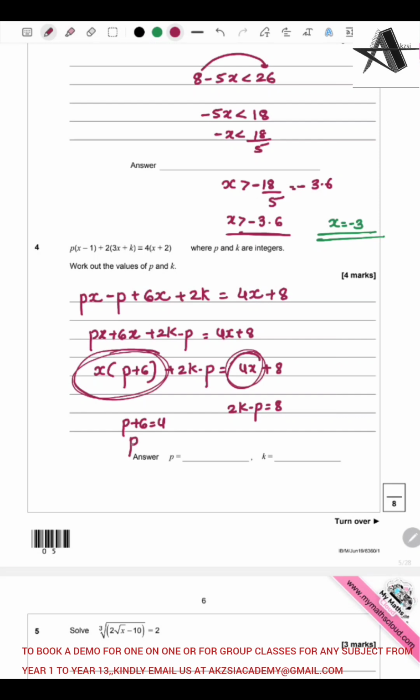From here I can say p is equal to -2. Here 2k minus (-2), because p we have already calculated, equals 8. So 2k plus 2 is equal to 8. Bring it here, 2k is equal to 6 and k is equal to 3. So the two values are p is -2 and k is 3.